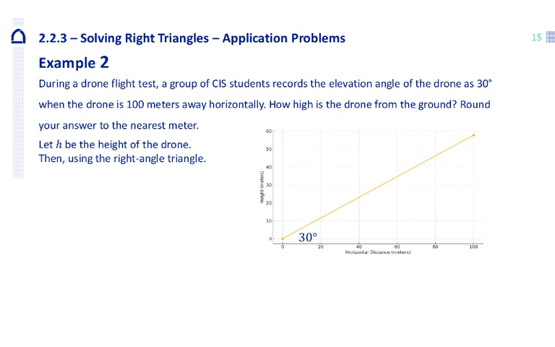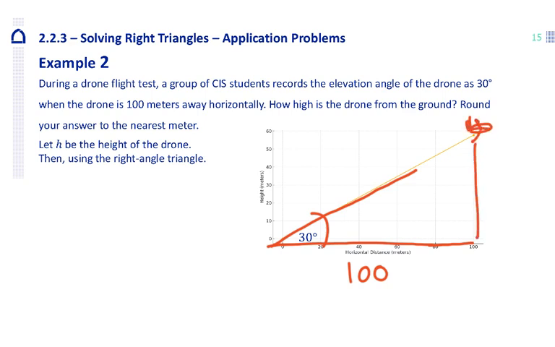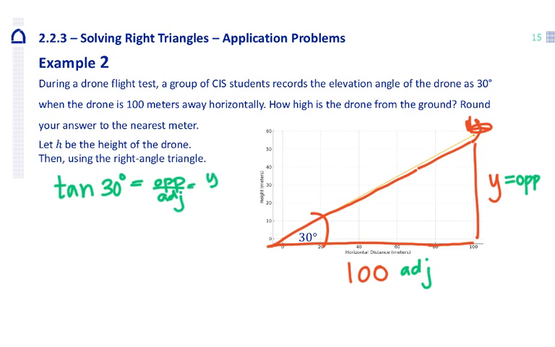Okay, let's look at this example. There's a drone flight test, and they said the angle of elevation is 30. Remember, angle of elevation always means from the horizontal looking up. It is 30 degrees when the drone is 100 meters away horizontally. Okay, and we want to know how high is the drone from the ground. So this is some kind of little drone airplane, and we want to know this height y. Relative to 30 degrees, this is the opposite side, and this is the adjacent side. So the relationship between opposite and adjacent is tan. So tan of 30 degrees is the opposite over the adjacent, in this case y over 100.